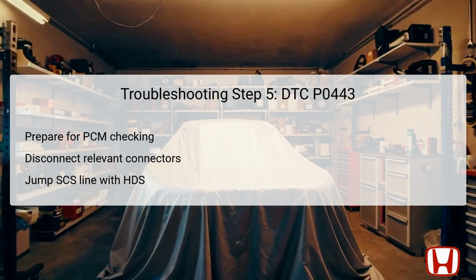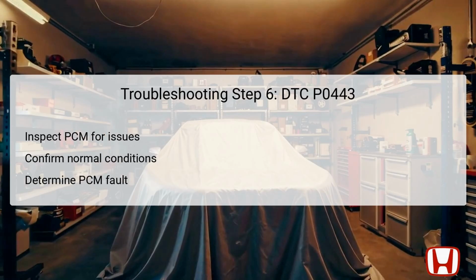You should carefully check for any signs of shorts or opens, as a functioning PCM is critical for the emission control system's performance. The final troubleshooting step focuses on the PCM. After confirming that all previous inspection items had shown normal conditions, you can conclude that the PCM itself may be at fault if the DTC P0443 persists.